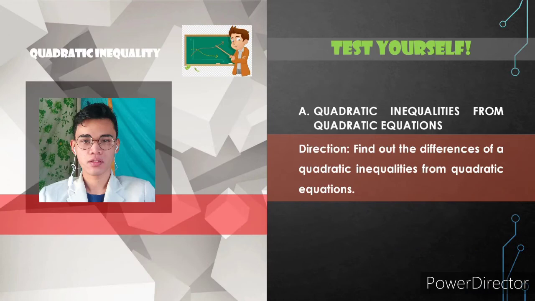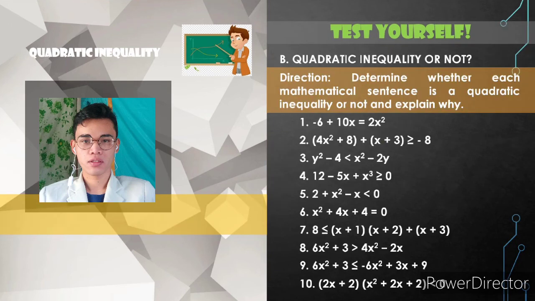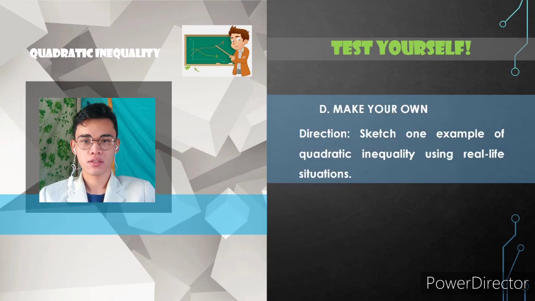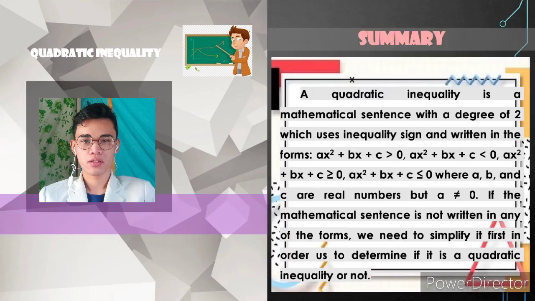This time, let's test yourself. Your first activity is to find out the differences of quadratic inequalities from quadratic equations. Second activity is to determine whether each mathematical sentence is a quadratic inequality or not and explain why. In the third activity, how important is the quadratic inequality in real-life situations. And last, sketch one example of a quadratic inequality using real-life situations.